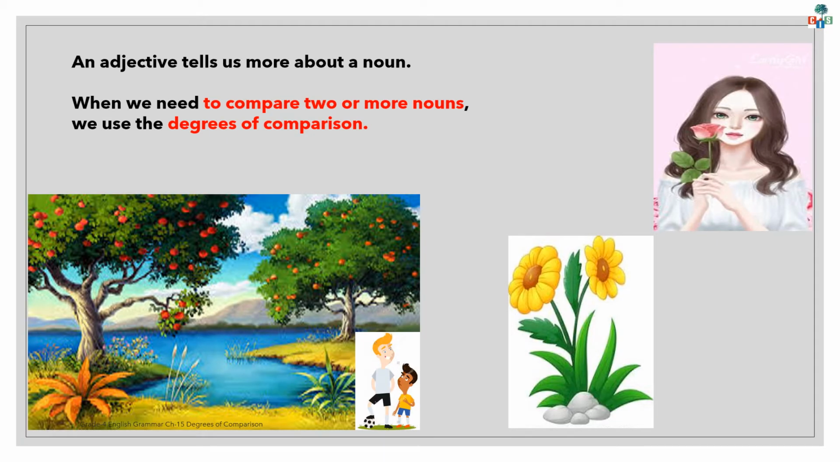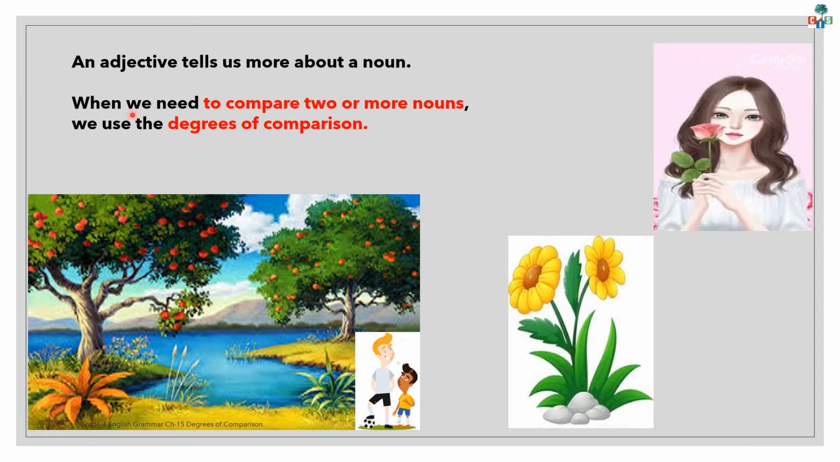Children, see page number 45. Before we start this chapter, children, let's recall what an adjective is. This we have learned in our earlier chapter. An adjective tells us more about a noun. For example, a red rose, a tall boy, a beautiful girl.